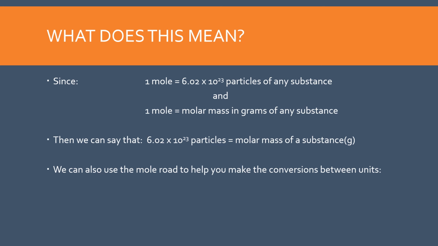Now, what does this all mean? We saw the other day that 1 mole equals 6.02 times 10 to the 23rd particles of any substance. And we learned today that 1 mole equals the molar mass. So essentially what we can say is 6.02 times 10 to the 23rd particles equals the molar mass of the substance. Now, me personally, I like to go step by step by using that mole road map that we've seen before or that I handed out to you. You don't have to. You can easily set up that says 6.02 times 10 to the 23rd equals the molar mass, but me, I like to go step by step.